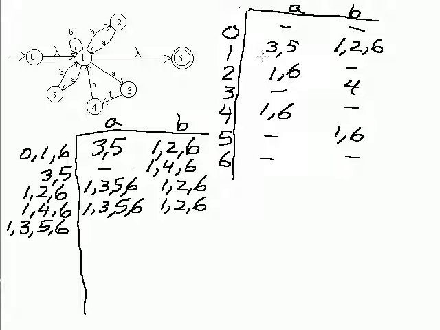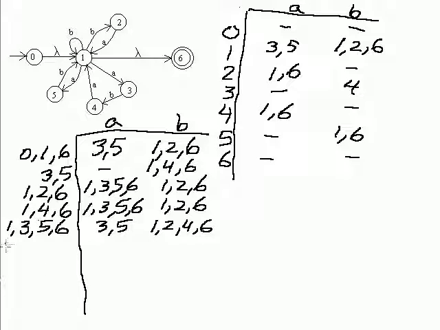Now let's do 1, 3, 5, 6. 1 gives me 3 and 5. 3 gives me nothing. And 5 and 6 gives me nothing. So all I get is a 3, 5. And I have seen 3, 5 before. 1, 3, 5, 6 for B gives me 1, 2, 6, and 4. And 1, 6, and nothing. So the 1 and 6 here don't add anything new. I have 1, 2, 4, and 6.